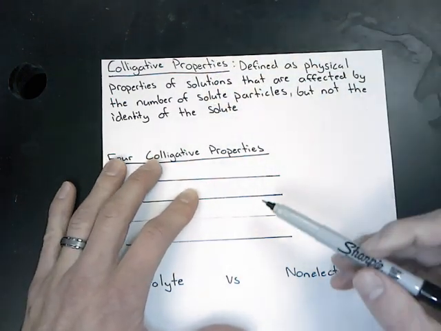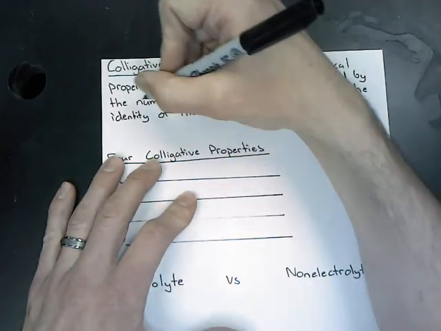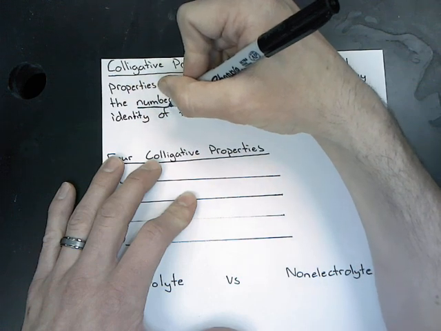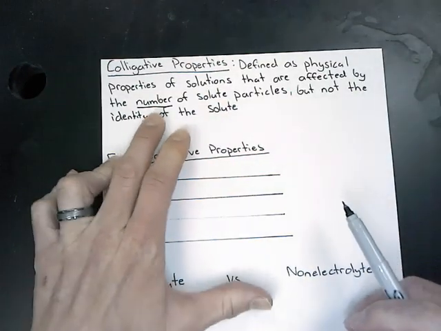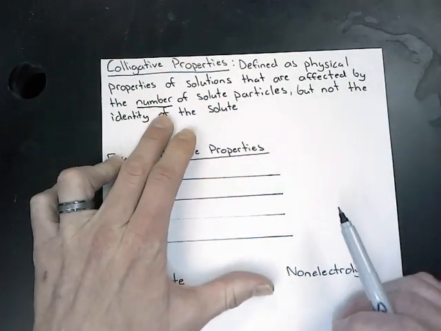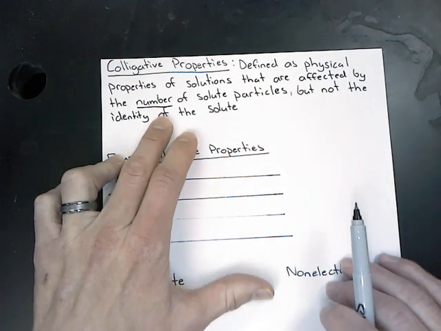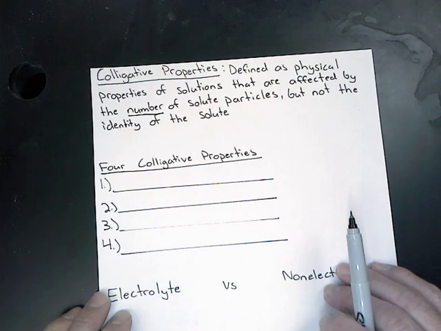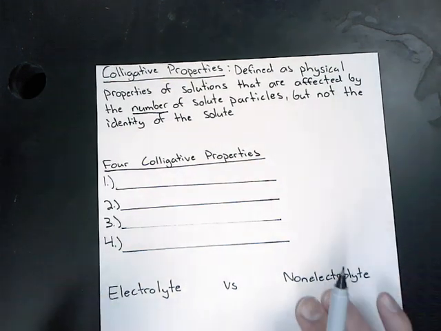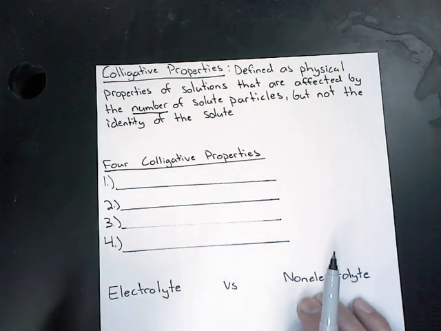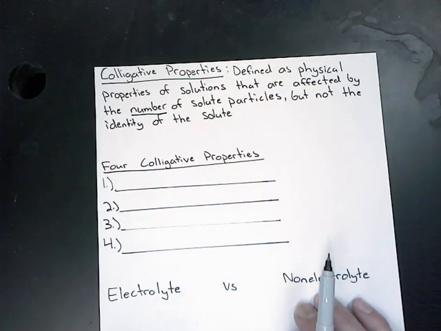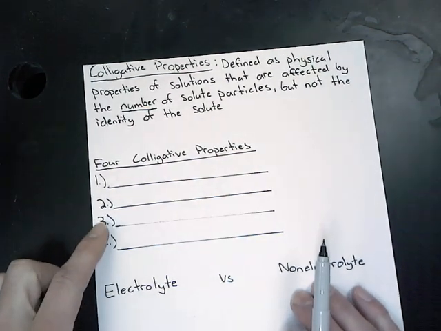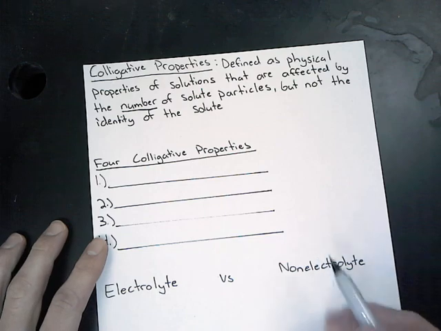So, as I wrote this here, I want to emphasize one thing, and that's this item of number of solute particles. That'll be especially important when we talk about boiling point elevation and freezing point depression. So, with that definition in mind, we are going to talk about the four colligative properties, and I want you to copy these down in the spaces provided.